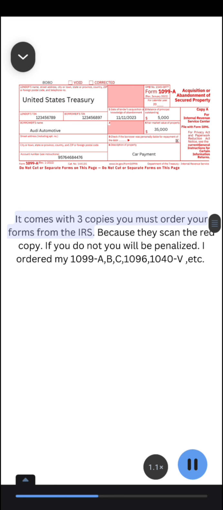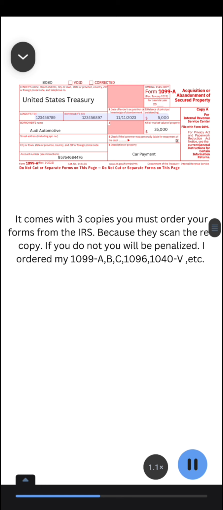It comes with 3 copies. You must order your forms from the IRS, because they scan the red copy. If you do not, you will be penalized. I ordered my 1099-A, B, C, 1096, 1040-V, etc. from the United States Treasury.